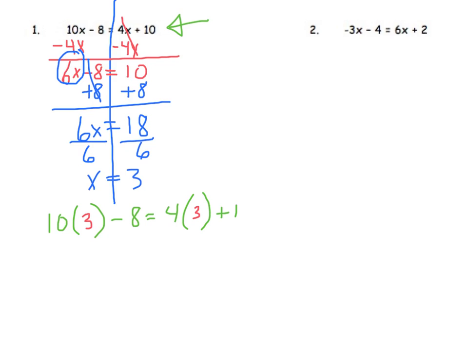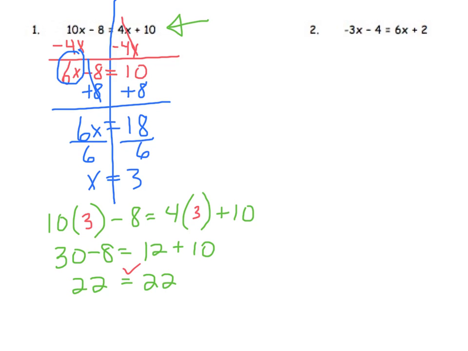plus 10. Okay, 10 times 3 is 30, minus 8 equals 4 times 3 is 12, plus 10. 30 minus 8 is 22, 12 plus 10 is 22, so we know that we have it correct.